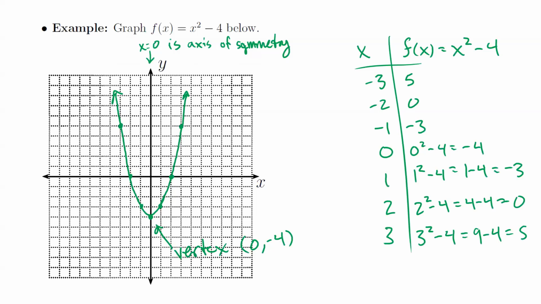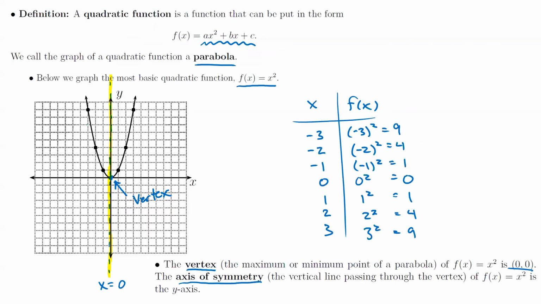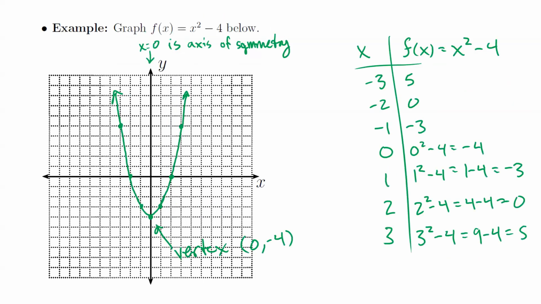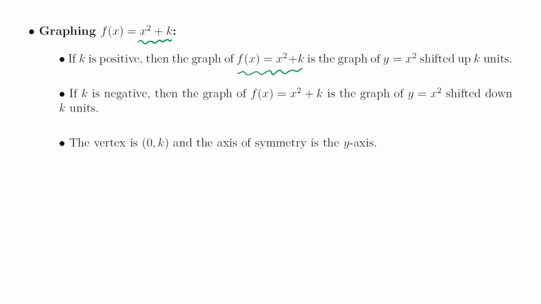So if I go all the way back to here, take a mental picture of this black graph. When I added 3, it's the same exact graph, just everything got moved up 3. And then here, everything got moved down 4. And so that's what the second one says. If k is negative, then the graph of f of x equals x squared plus k is y equals x squared shifted down k units. And the vertex is (0, k), as we saw in those two examples. And the axis of symmetry, of course, is the y-axis, or you could write it like this, x equals 0.